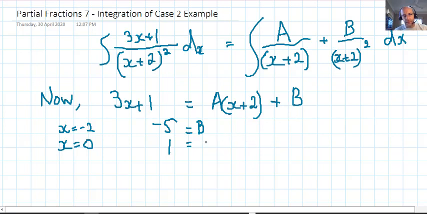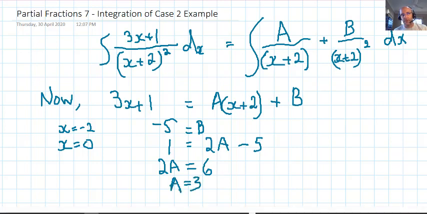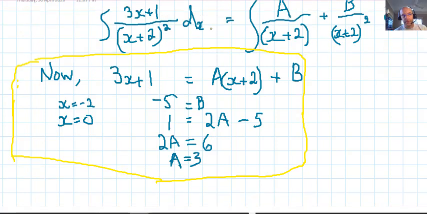Alright, so we have 2A plus negative 5, or 2A minus 5. So 2A equals 6, A equals 3. So we've got our parameters A and B now. So we can go back now and integrate what we set out to integrate, namely that.